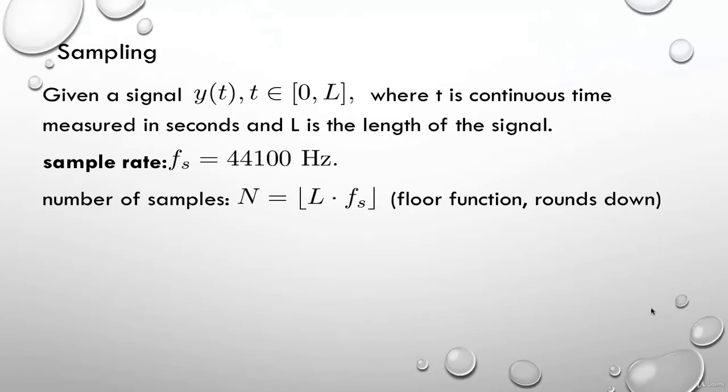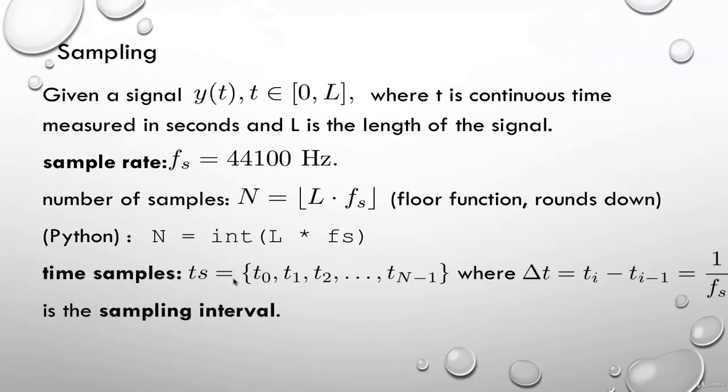So we multiply the length of the signal by how fast we're sampling. So L times Fs. And then we might have to round it down, use the floor function to round it down if this is not an integer. And that will give us the number of samples from our sampling. So in Python, we just simply multiply L times Fs, and then we just cast it into an integer. That will give us the total number of samples.